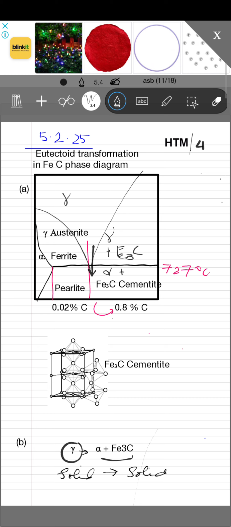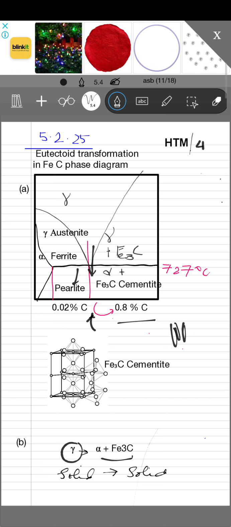This takes place around 727 degrees centigrade, and the carbon concentration at exactly this position is 0.8 percent of carbon, and this corresponds to the phase pearlite, where you have a lamellar structure.